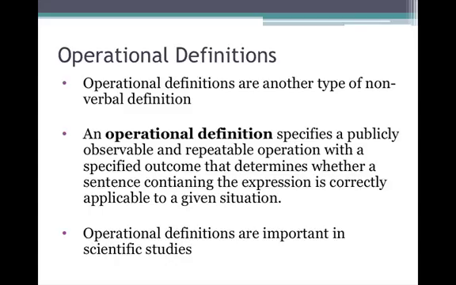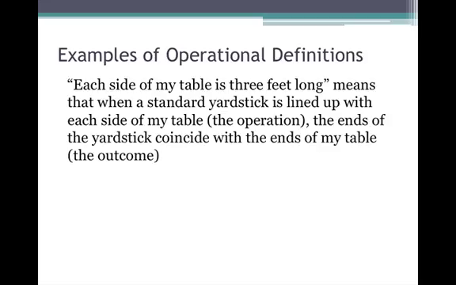Okay, the last type of definition we're going to look at here is called an operational definition, and this is another type of nonverbal definition. An operational definition specifies a publicly observable and repeatable operation with a specified outcome that determines whether a sentence containing the expression is correctly applicable to a given situation. Operational definitions are important in scientific studies. All right, let's look at some examples of what we mean.